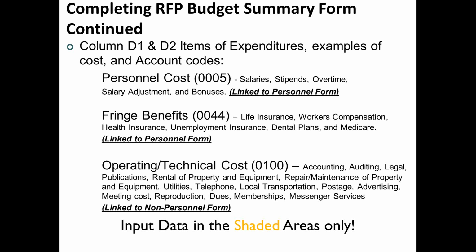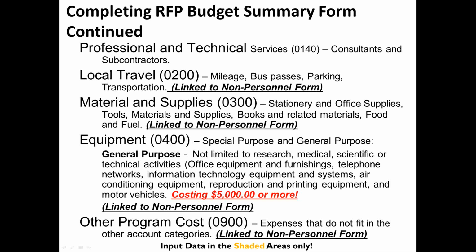Fringe benefits is 0044, operating and technical costs is 0100, and professional and technical is 0140. Local travel is 0200. One of the things we want to make sure of is that we note that we're still in the summary budget form, and these would be part of the body of this form where there's nothing shaded. All of these accounts are linked to various non-personnel forms and or personnel forms.